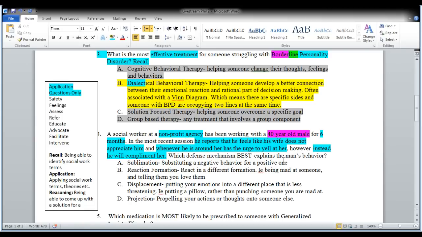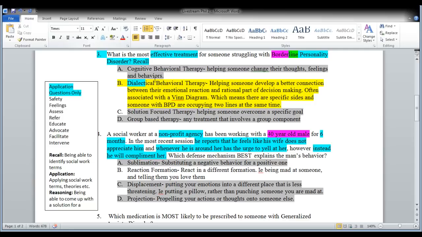them. So sublimation wouldn't be correct here, because for that one you're often substituting one behavior for another behavior, and this isn't really a behavior that they're substituting. Projection would be incorrect because no one's doing a behavior and putting it onto somebody else. They're more or less changing their reaction to something. Displacement, they're not putting their emotions in a different place to anything that is less threatening. They're not substituting a different behavior. This is more or less around how someone is reacting to a situation.